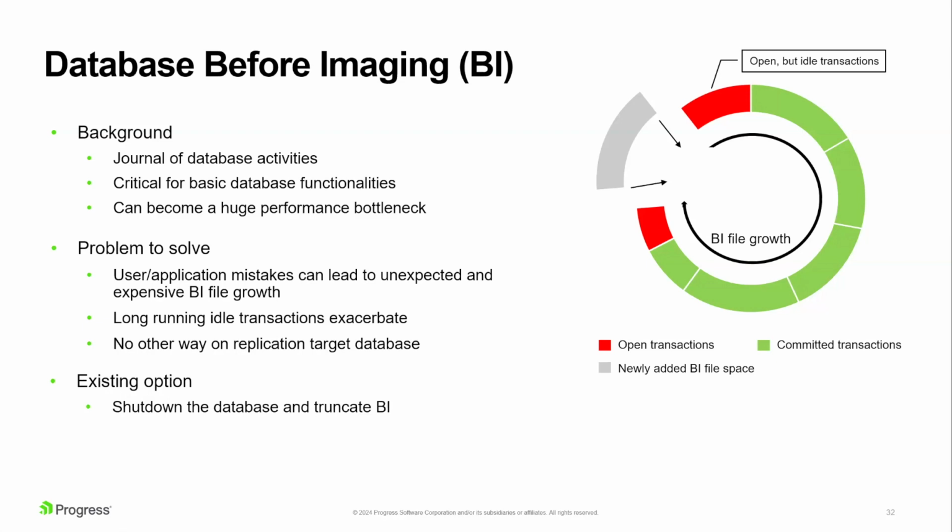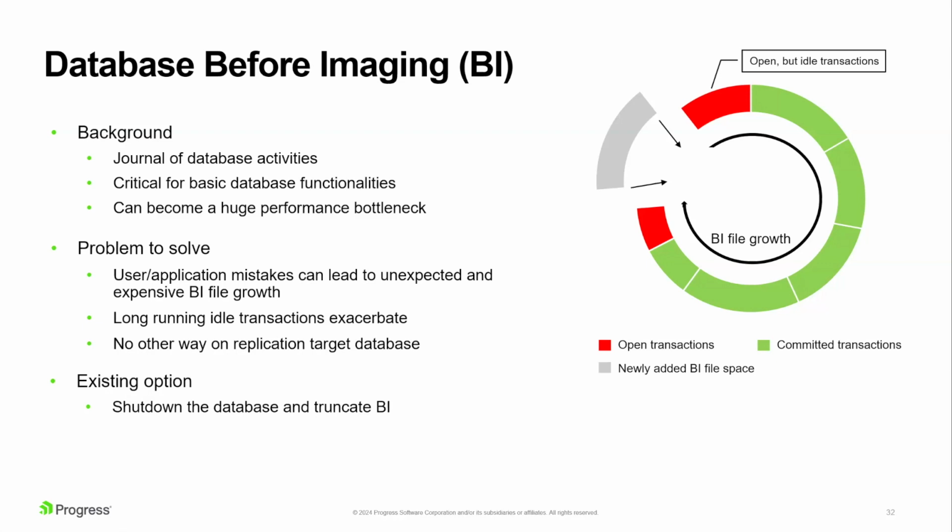The problem that we'd want to solve is that a user or application mistake can lead to unexpected and expensive BI file growth. Long-running idle transactions exacerbate this problem, and there's no other way to reduce the BI on a replication target database. The existing option has been to shut down the database and truncate the BI on the source.